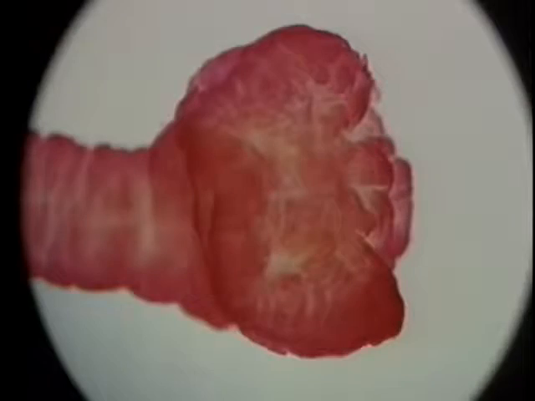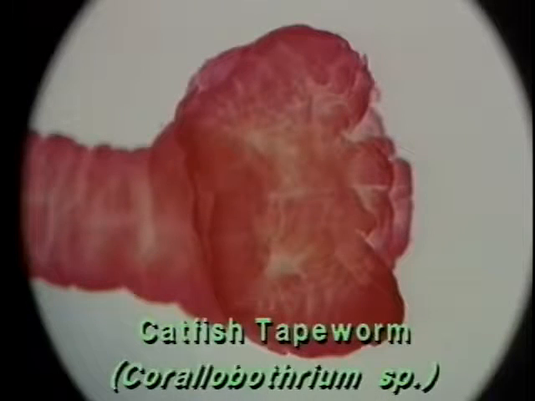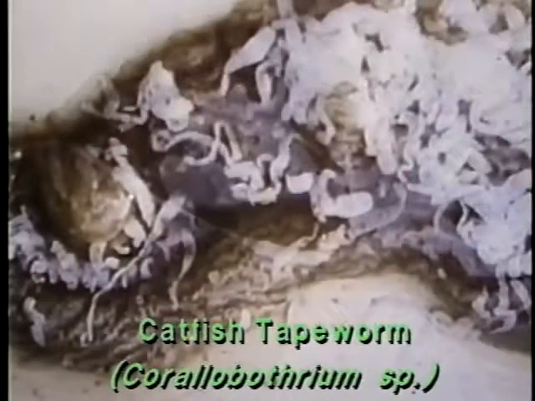The catfish tapeworm, Corallobothrium, also has four suckers, but they are covered by large folds, giving the scolex a cauliflower appearance. When occurring in large numbers, it can cause mechanical blockage of the digestive tract of small catfish.